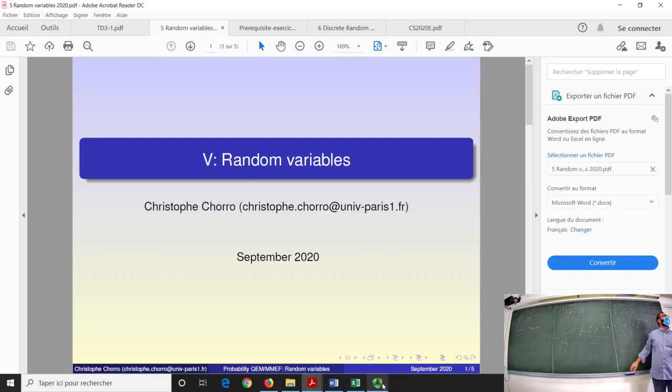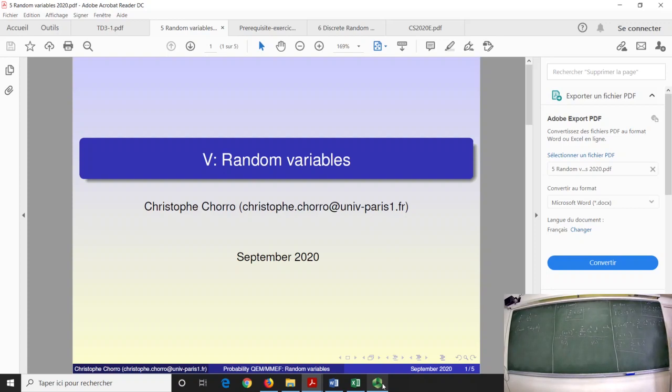Now, what I have done previously: I reminded you what the definition of a probability was. What is a probability? And we have dealt with conditional probability. Now we are going to spend a few minutes on the notion of random variable. And in the next sessions, we are going to study more deeply particular cases of random variables.